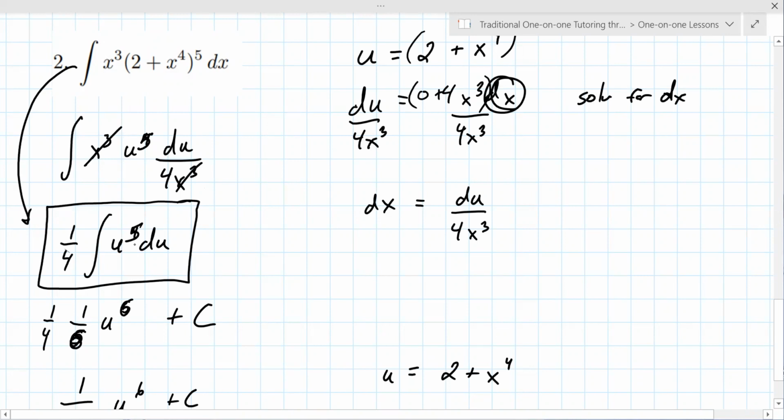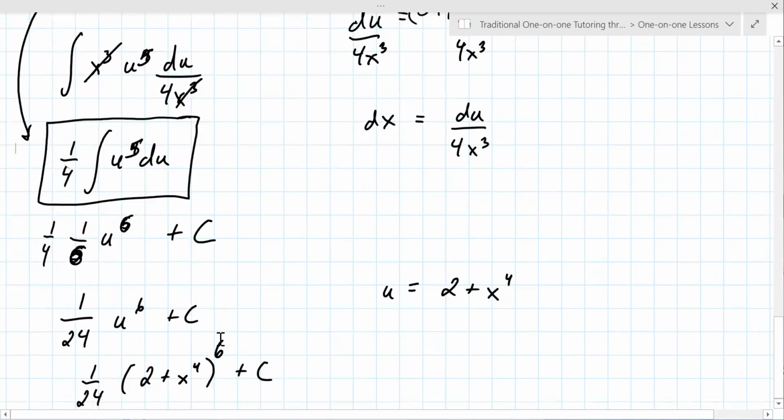Okay, so it's u to the 6 over 6. Right, with the 1/4. And then that's the plus c, and then that's 1, 4, 6. And then you bring that, okay, 120. So that's 2 plus x. Do you do 2 plus x to the 4th to the 6th, or just leave it like that? You just leave it like that. You don't have to evaluate. You don't have to simplify. Okay.